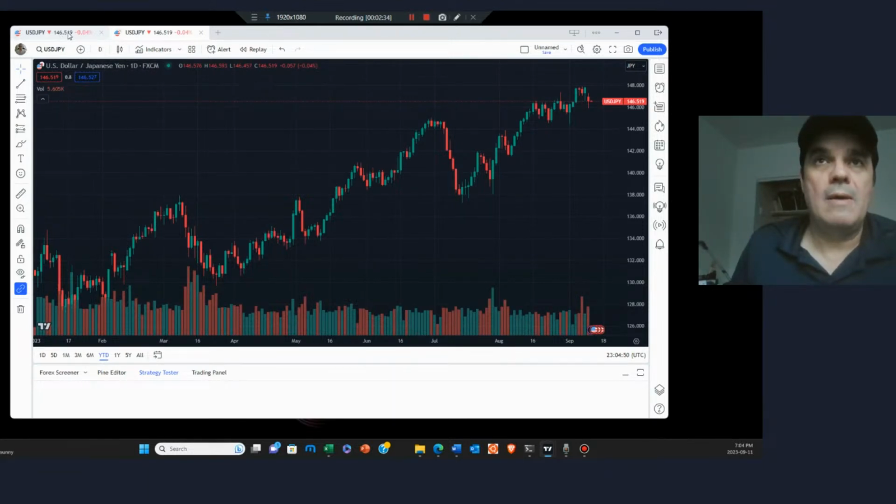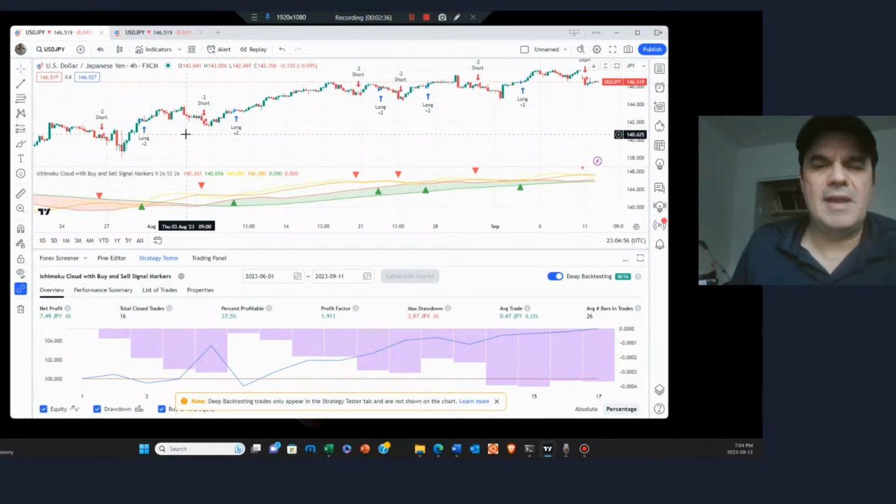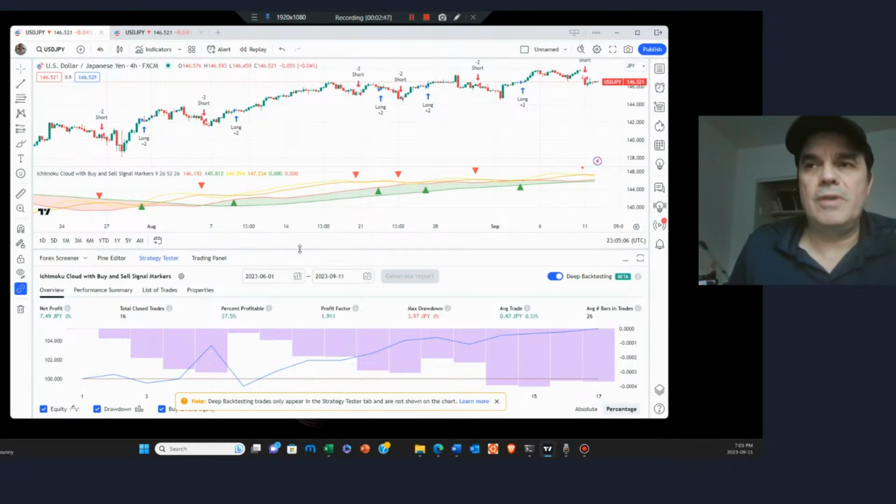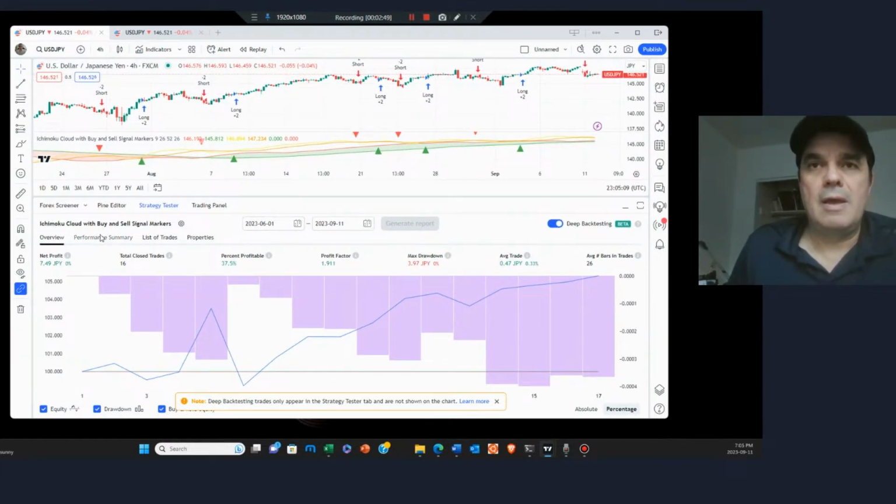So the Ichimoku basically is a self-contained strategy with, as I said, the entry and exit markers. And I'm going to go through the potential of the strategy tester. There's a new feature I've talked about, the deep back testing. Here we're measuring between June 1st to today. You see we've got 12 trades, 37% profitable win ratio.